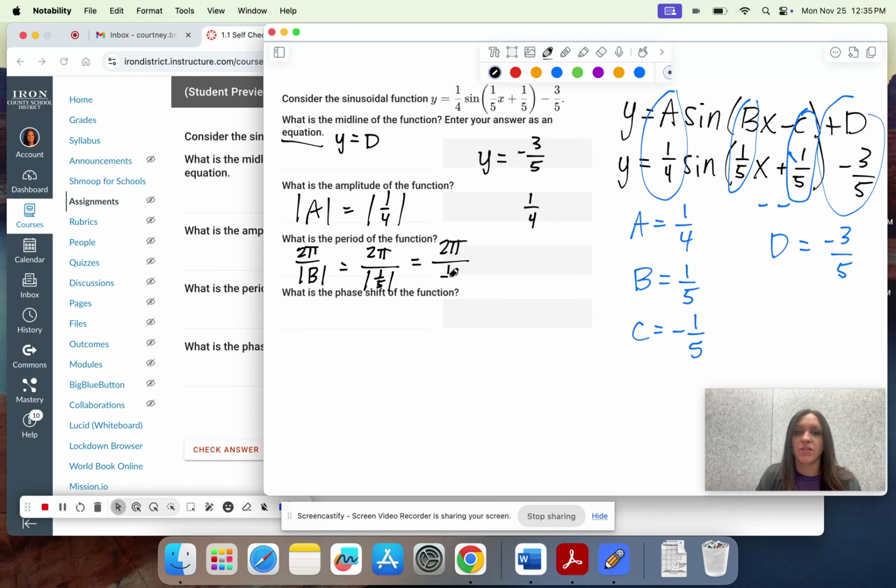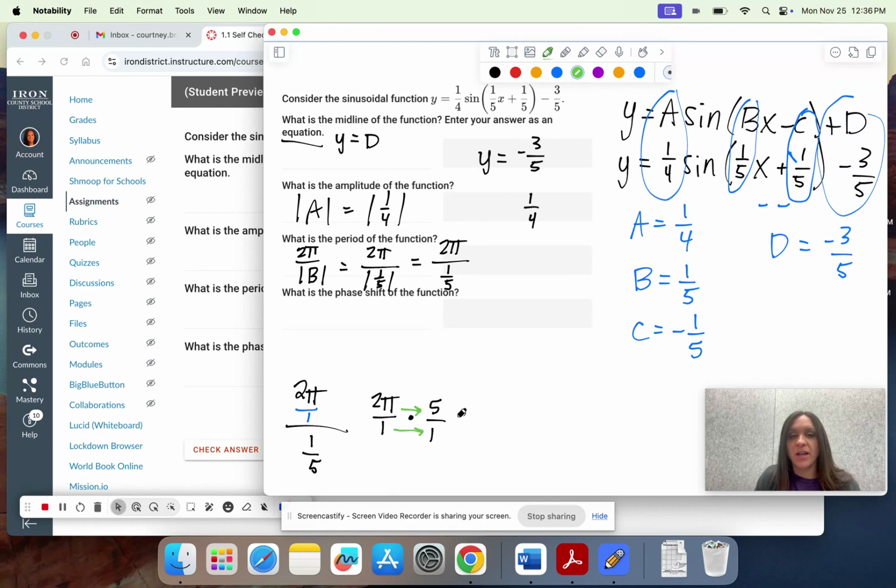2 pi over 1/5. Okay, so what I'm going to do is divide these out. So 2 pi divided by 1/5. Notice how I left space here. I'm going to make 2 pi a fraction by putting it over 1. You can make any number a fraction by putting it over 1. When you divide fractions, you take the numerator, 2 pi over 1, and you multiply by the reciprocal of the denominator. Some people say copy dot flip, if you remember that. And then you multiply straight across.